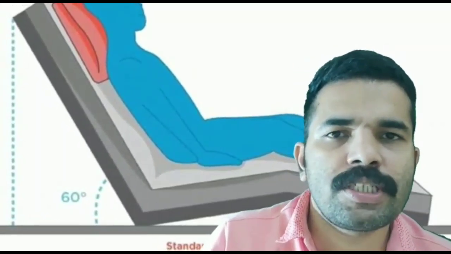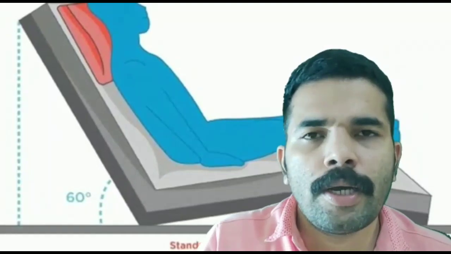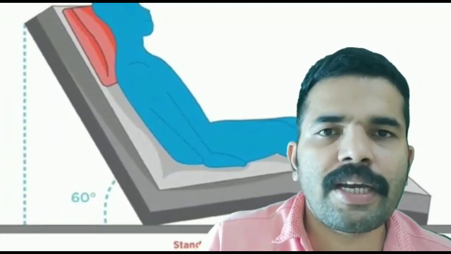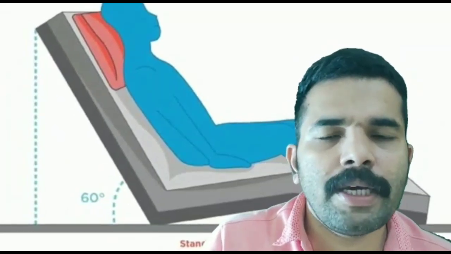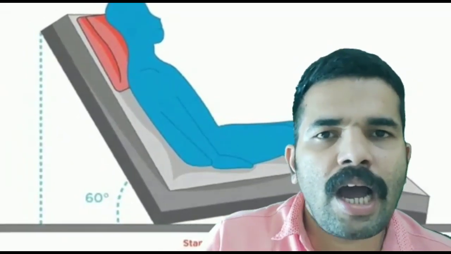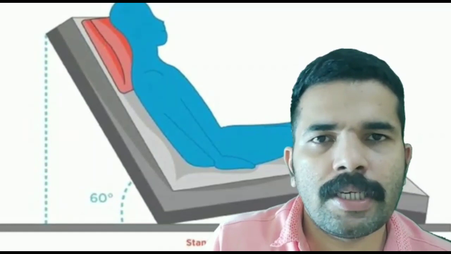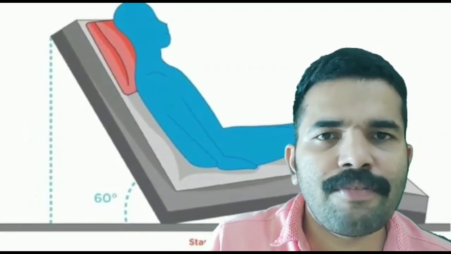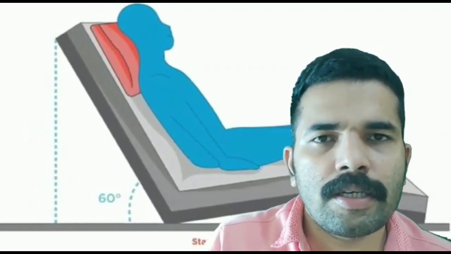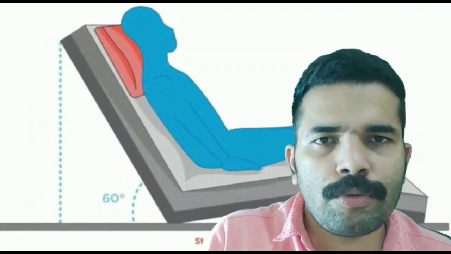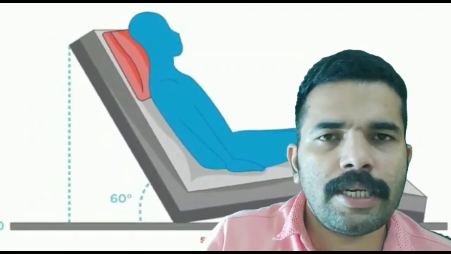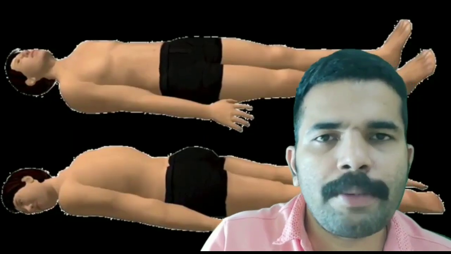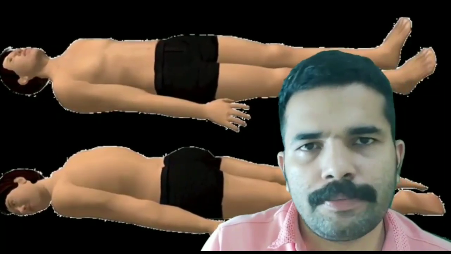High Fowler's position is usually given to patients with extreme breathing difficulty, dyspnea. Breathing difficulty will be reduced when we give high Fowler's position to the patient. So when a patient comes with COPD and saturation is low, we have to elevate the head, high Fowler's position. Then another important position is supine position and prone position.